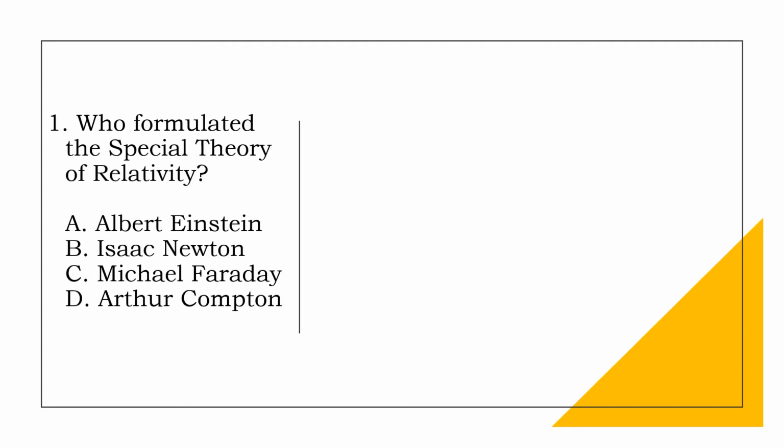Who formulated the special theory of relativity? A. Albert Einstein, B. Isaac Newton, C. Michael Faraday, or D. Arthur Compton? Your time starts now. Time is up. The correct answer is A. Albert Einstein.